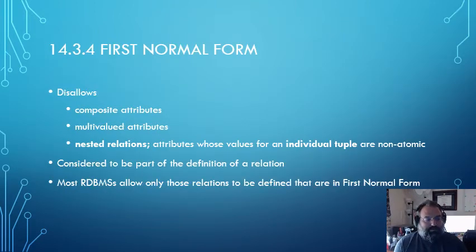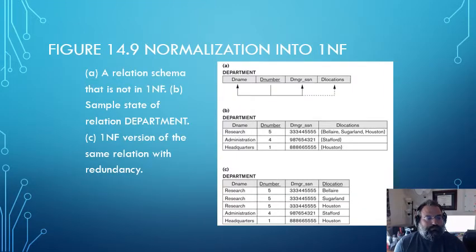First normal form disallows composite attributes, multi-valued attributes, and nested relations, that is, attributes whose values for an individual tuple are non-atomic. This is considered to be part of the definition of a relation. Most RDBMSs allow only those relations to be defined that are in first normal form.